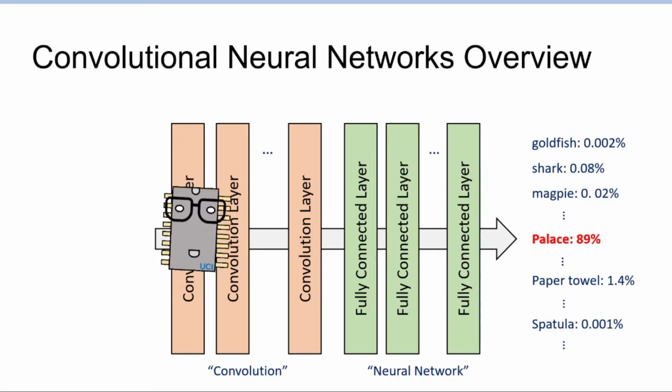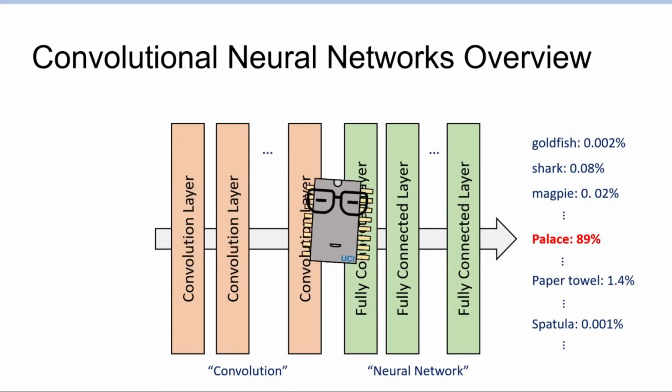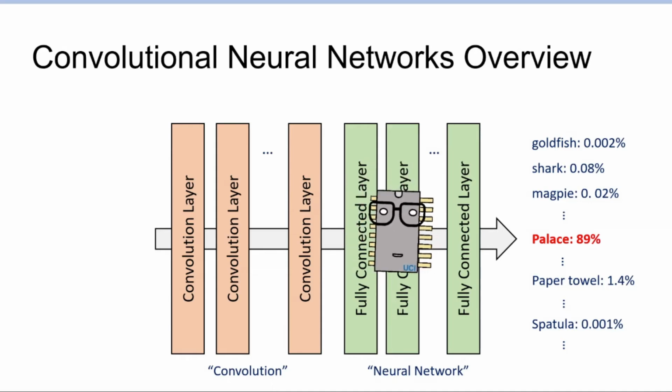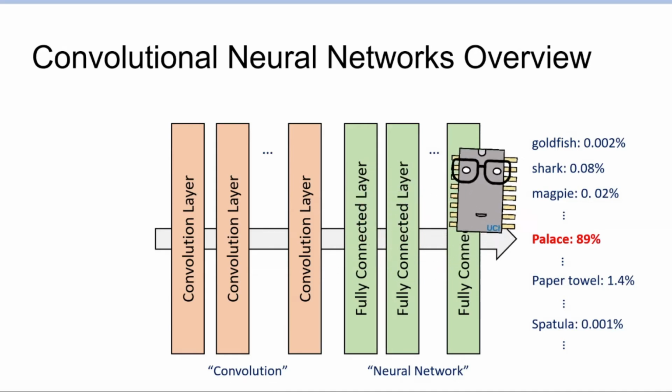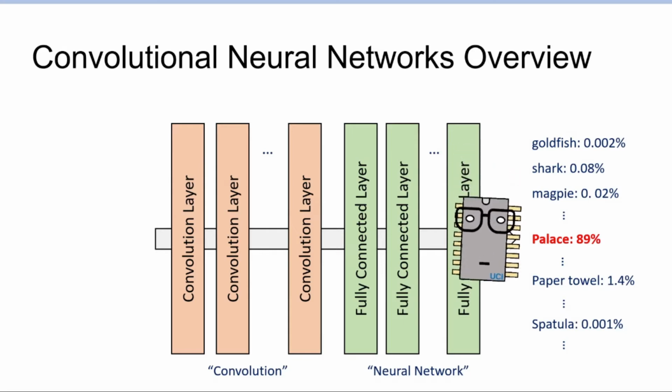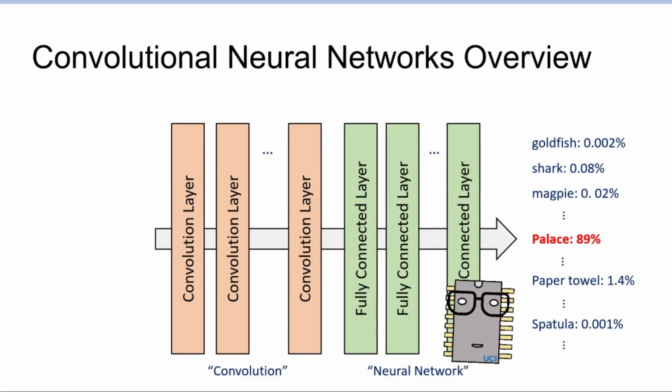It feeds into the next layer, feeds into the next layer, and so on. And at the end of the fully connected layers, it emits a vector of all possible potential classes of images. So if this model has been trained to recognize 1,000 different types of objects, it will emit 1,000 floating point values at the end of classification.